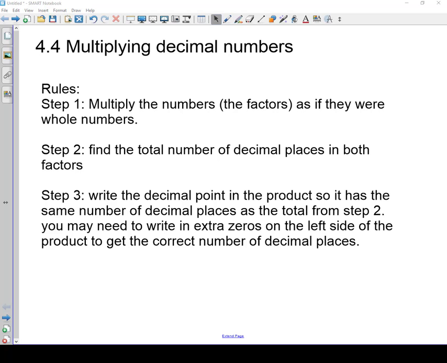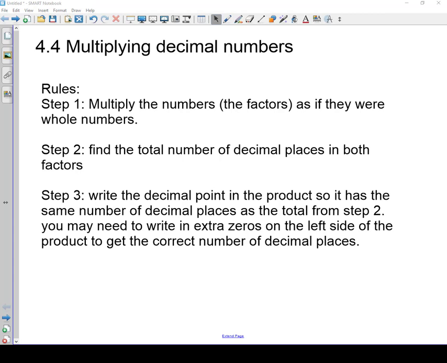Alright, section 4.4 is multiplying decimal numbers. The rules are on the screen. Step 1, you're going to multiply like they are just whole numbers. Step 2 says to find the total number of decimal places in both of the numbers that you just multiplied together. And step 3 is to write the decimal point in the answer that you found from step 1.